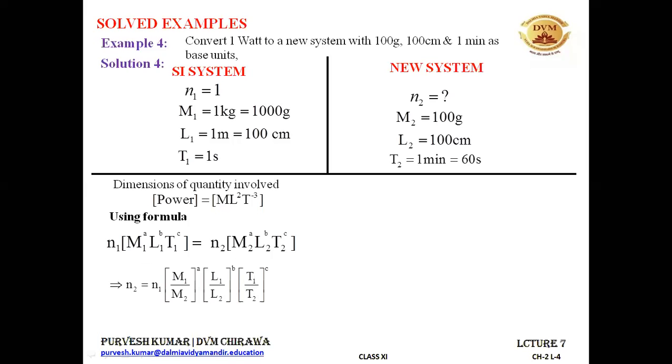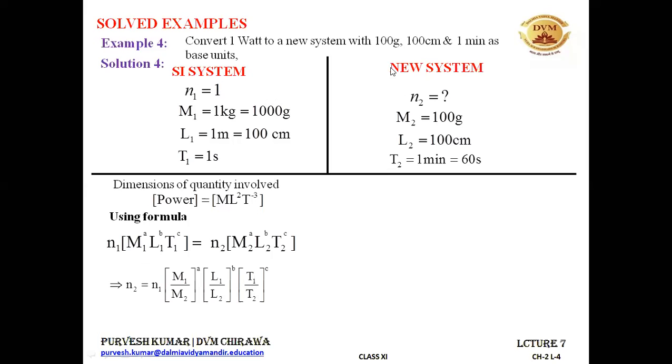There may be a possibility that you will find N1 is not given. In that case, we will be finding N1. That's not an issue, whether we need to find N1 or N2, because we can always make the systems according to our wish. I can take this new system as the first one and the SI system as the second system. It depends on us which system I want to take as the first or the second.